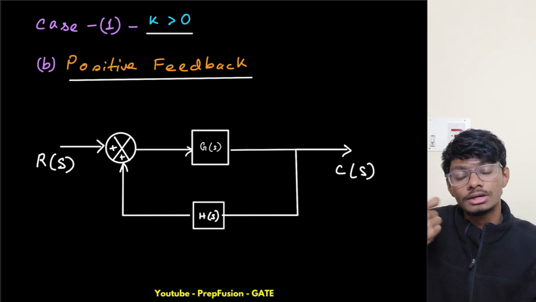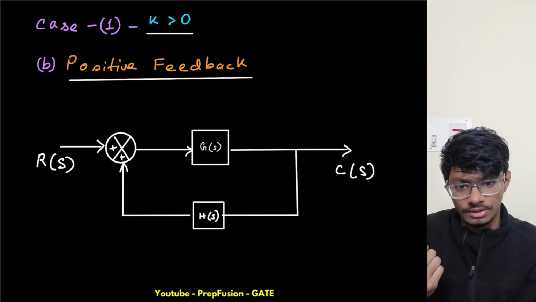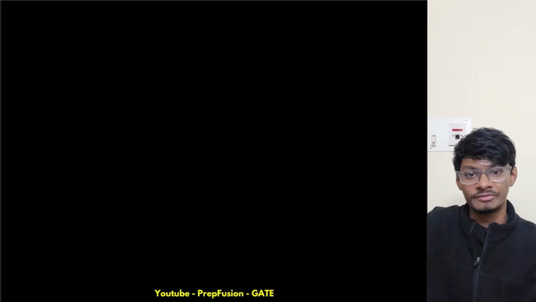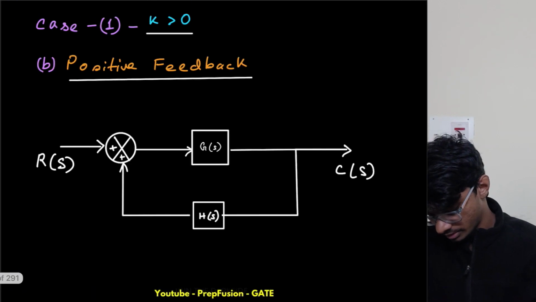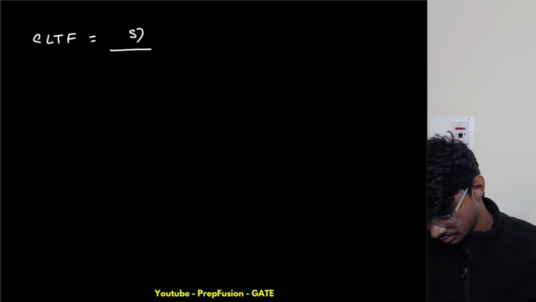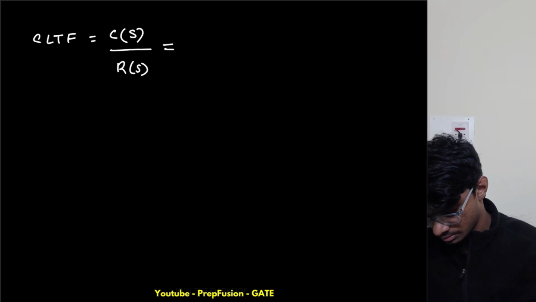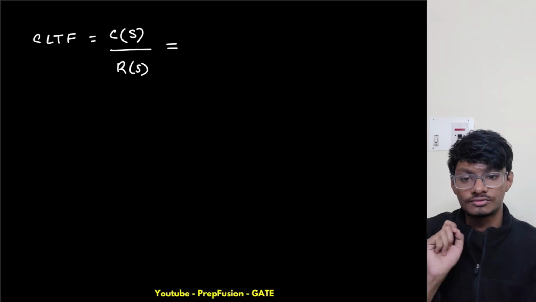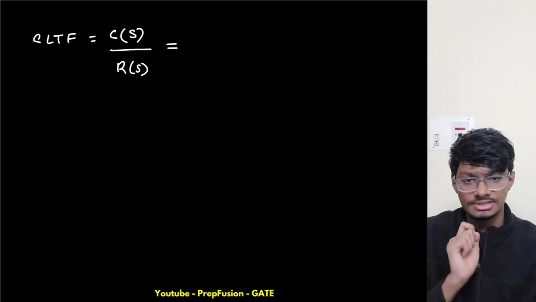Now what will my closed loop transfer function become when I have a positive feedback? I hope you remember, and that it hasn't gone away from your memory. What was the formula for my CLTF, that is C of s upon R of s? It was G upon 1 minus GH, right?